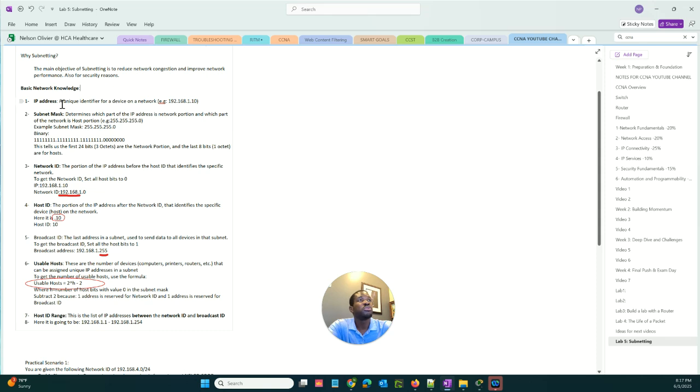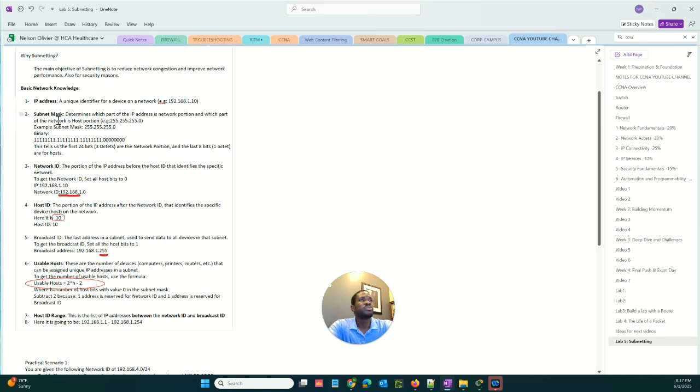So these are the basic knowledge we need to have in order to perform and understand subnetting. First of all, we need to understand what an IP address is. It's a unique identifier for a device on our network. So each device we have on the network, whether it's a computer or a printer or a camera or any device that's connected to a network, has an IP address. It's a unique identifier for that device on the network. So for example, 192.168.1.10 could be an IP address of a computer.